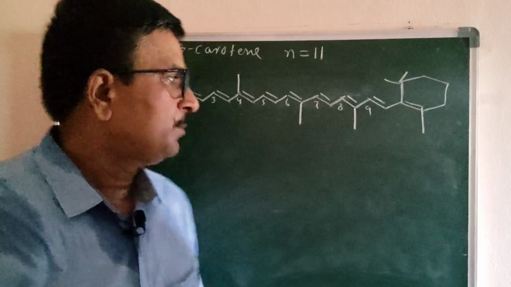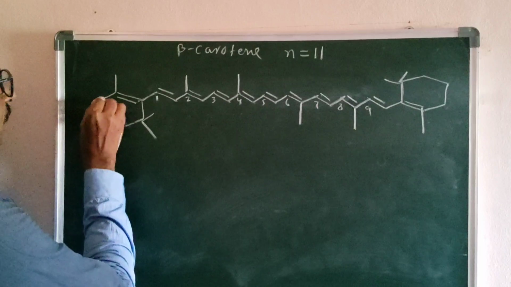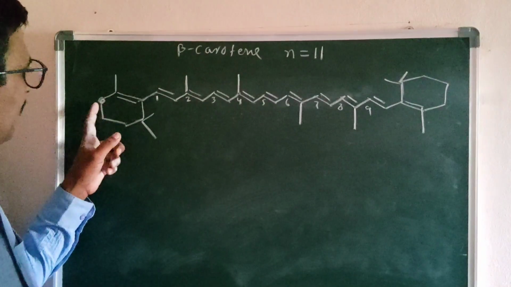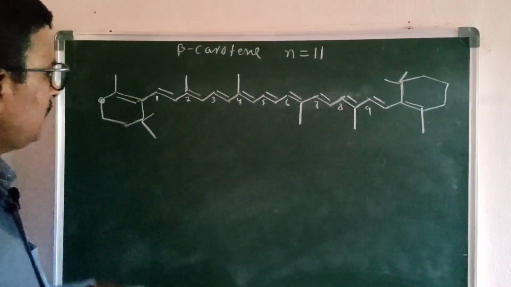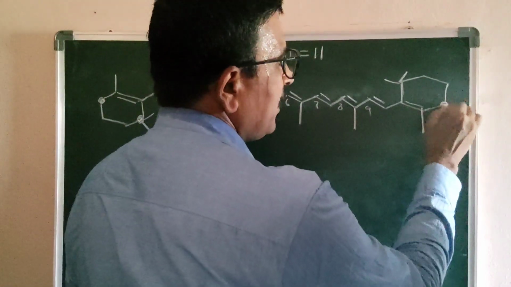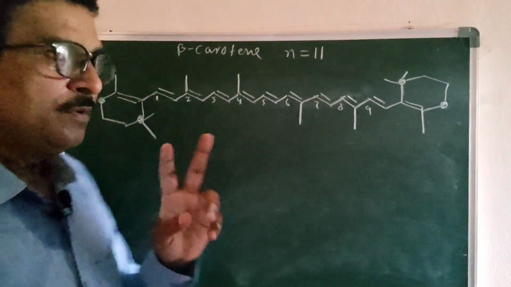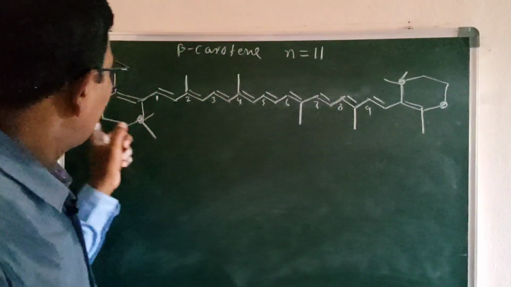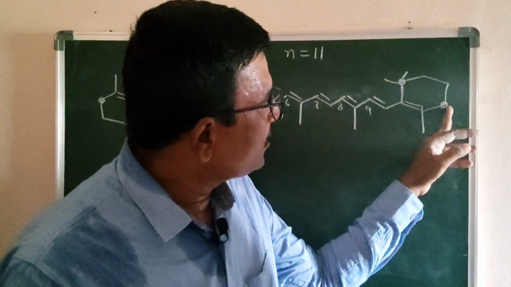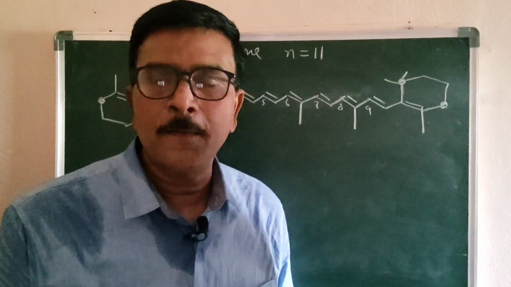Coming to alkyl groups. Now, this double bond is attached with one ring residue here. The ring residue is attached by a double bond. This is also a ring residue. This is one ring residue, this is another ring residue. There are 4 ring residues, 2 ring residues in each ring, attached with the conjugated system. So 4 ring residues are there.